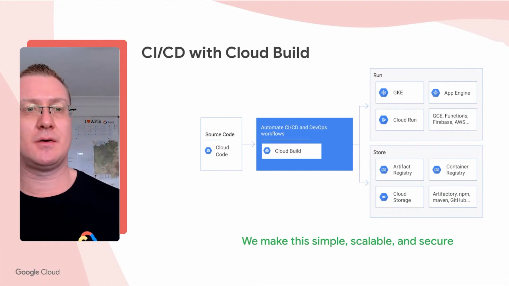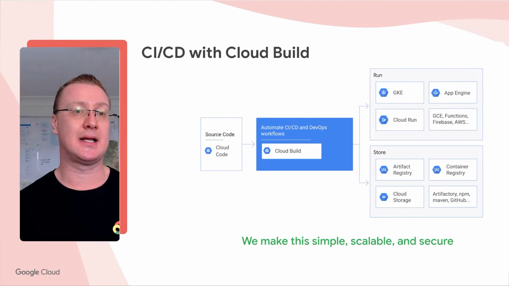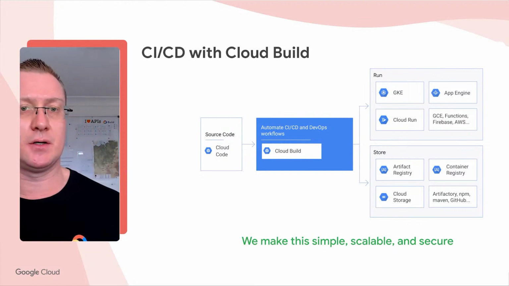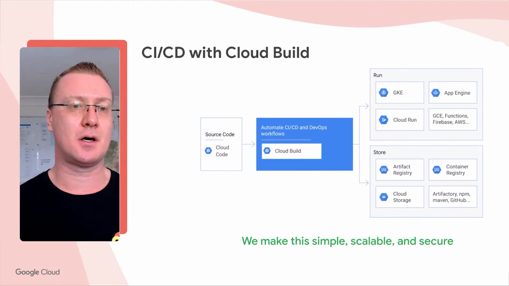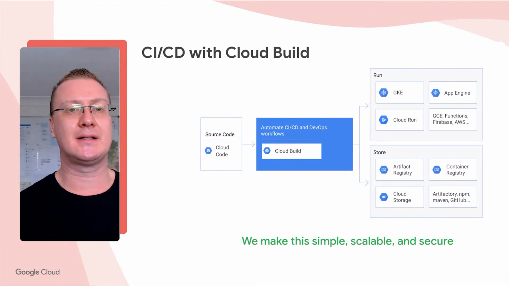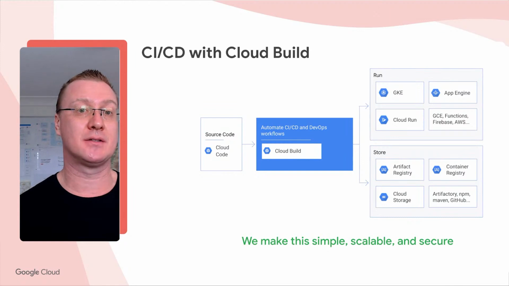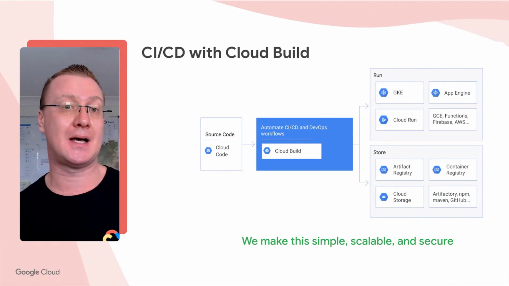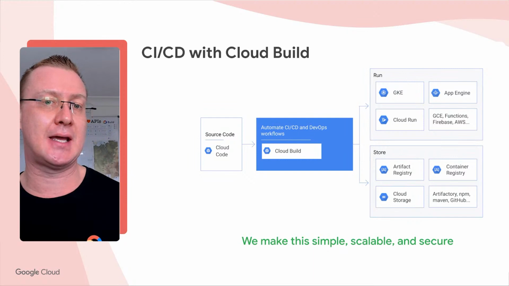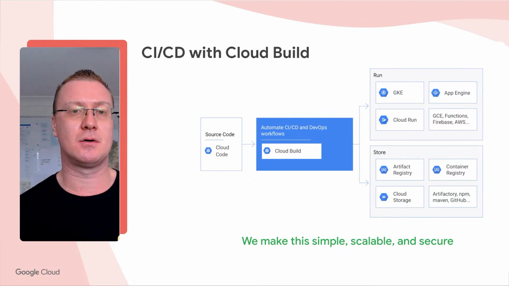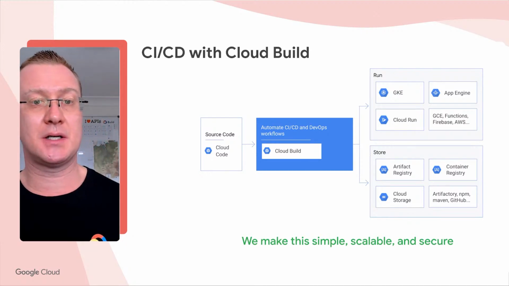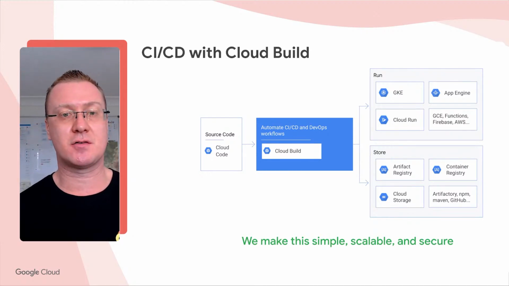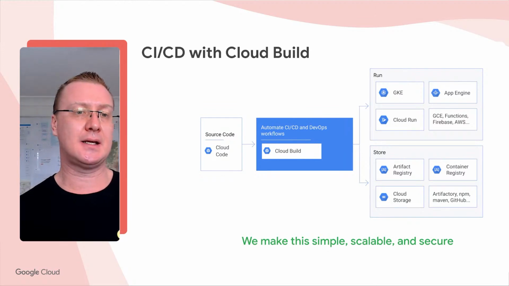So let's take a view here around CI/CD with Cloud Build. Essentially, we've got a similar view without the personas and the roles, but essentially centralizing all of that source code from Cloud Code through to automating the CI/CD and DevOps workflows with Cloud Build. Then choosing to run on our chosen platform, whether that's Google Kubernetes Engine, GKE, App Engine, Cloud Run functions, or some of the others. Now, we also need to consider where we are storing some of those builds through Artifact Registry, Container Registry, and Cloud Storage. So essentially, our view here is we make it simple, scalable, and secure.